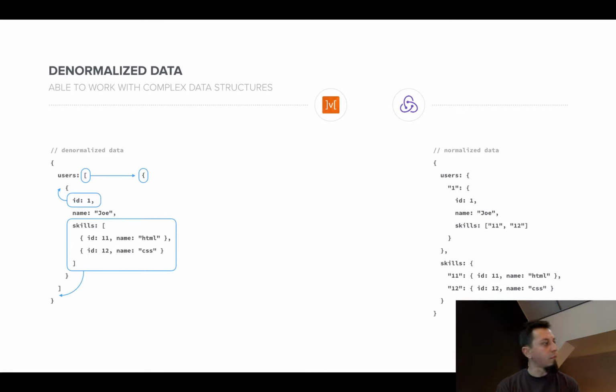Yeah, the reason to normalize data is, for example, if I have skill 11 referenced in 2 places, if it's immutable, then I'm probably going to end up copying the data structure to show it in 2 places. And then when I update it, I want it to update in 2 places.